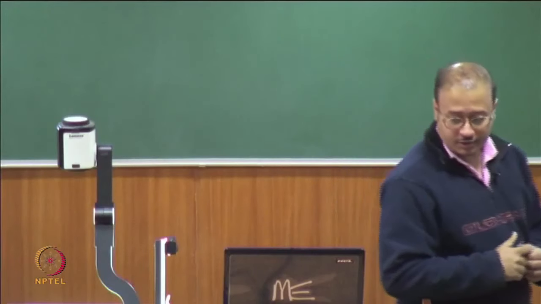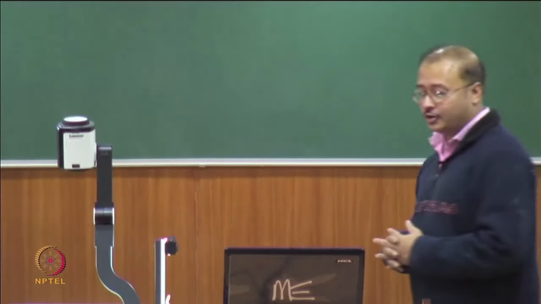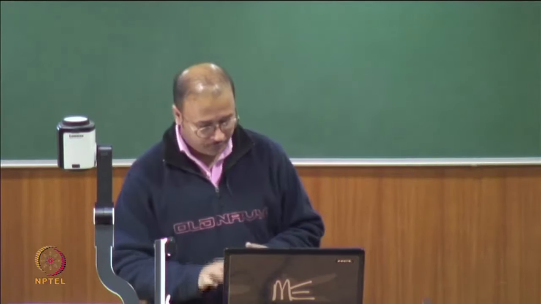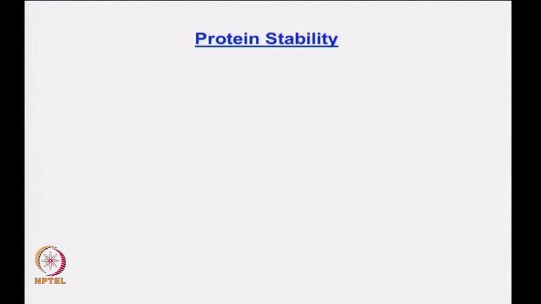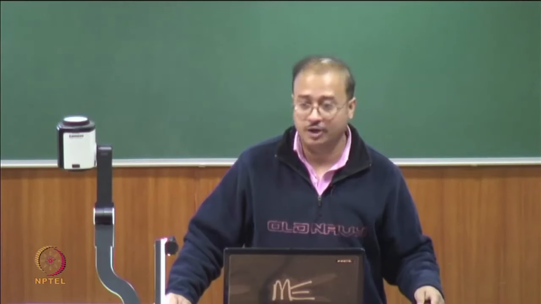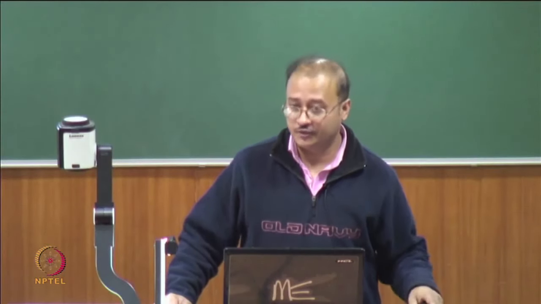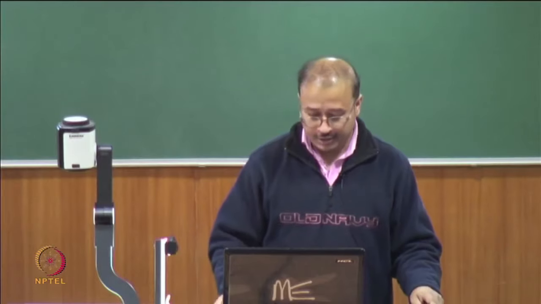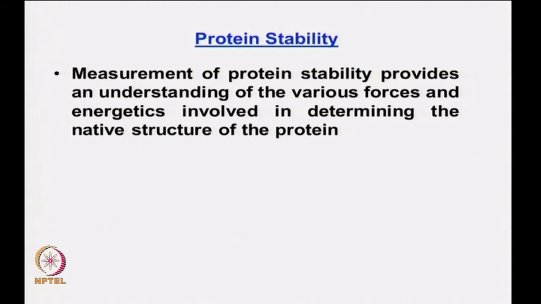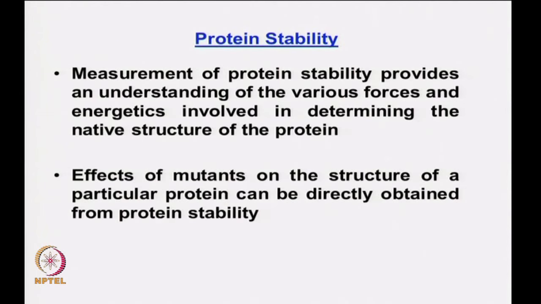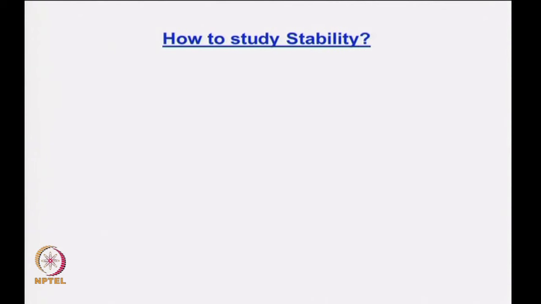So, we will continue with our discussion on the thermodynamics of protein unfolding, and as we were talking yesterday, protein stability is one of the key issues that people who are working with proteins, especially biophysical researchers in the field of biophysical chemistry, worry about. And what we said was that measurement of protein stability gives an idea of the various forces involved, and if you would be doing mutations, then that can bring about changes in protein stabilities, and how would you look at those.